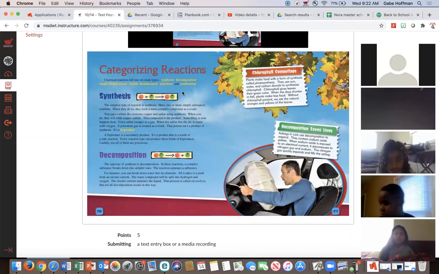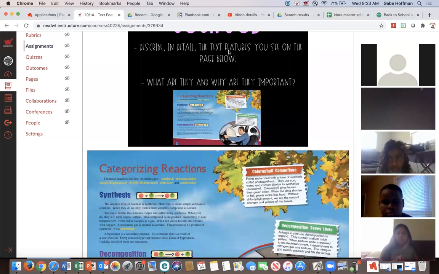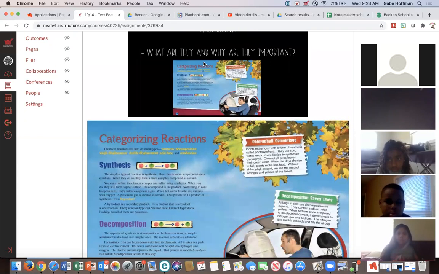All right. I do not want to see 3 words as your answer, y'all. I don't want to see, there's a picture. Okay, well, why did the author include it? And what is the picture of? Be more specific, okay? So what are the text features you see and why are they important?